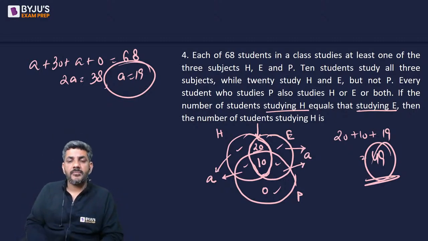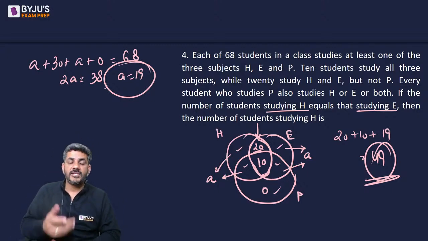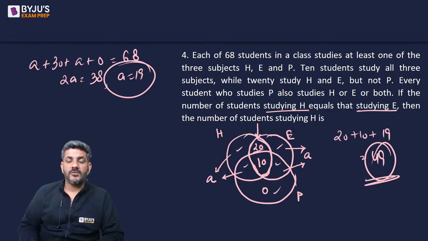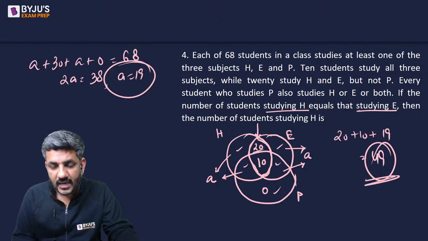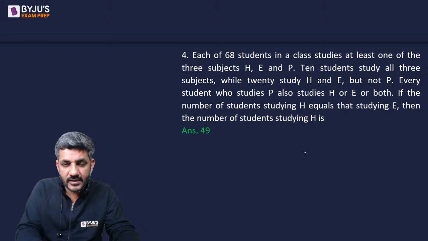We said that 20 plus 10, sorry, 20 plus 30 plus A plus A plus 0 is 68, which gave me A as 19. And once we got the value of A, we got the total number of students studying H. I'm sure this is also understood, guys. आगे बढ़ जाते हैं next question की तरफ. Question number 5 on your screen. It's here now.